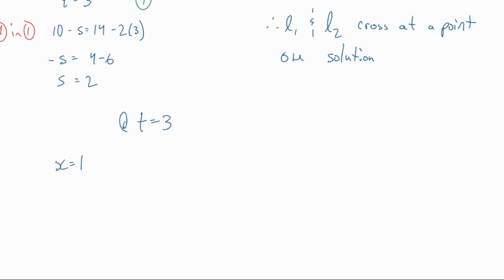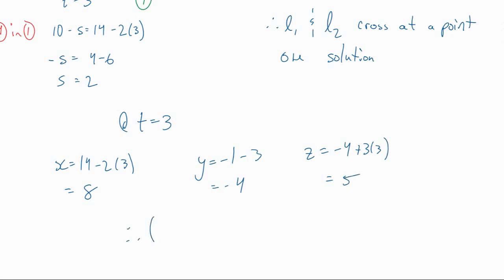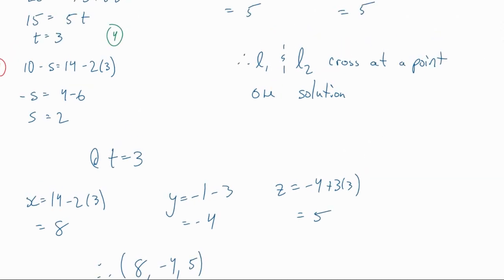So x equals 14 minus 2 times 3, which is 8. y equals -1 minus 3, which equals -4. And z equals -4 plus 3 times 3, which is 5. Which means our point is (8, -4, 5). Okay, and so one solution is (8, -4, 5). Okay, so there you go.